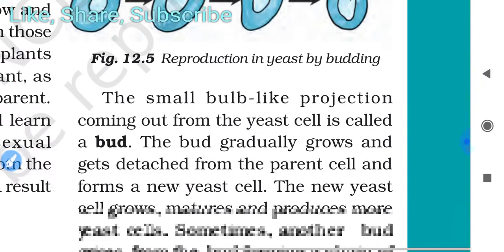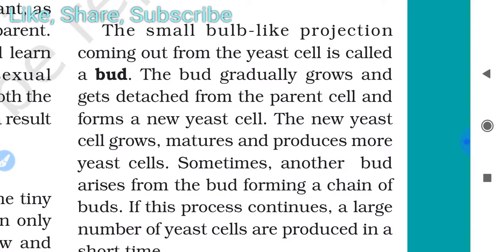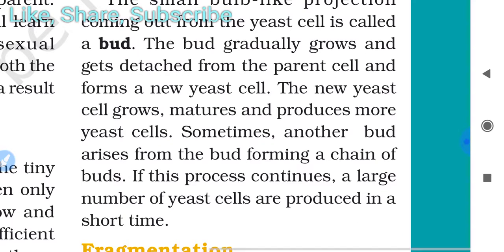In every chain, the new yeast cells grow, mature, and produce some more yeast cells. Sometimes another bud arises from the bud, forming a chain of buds. If this process continues, a large number of yeast cells are produced in a short time. You can understand it very easily: if the making of buds is continuous, a long chain is formed here, so in a very short time many yeast cells are produced.